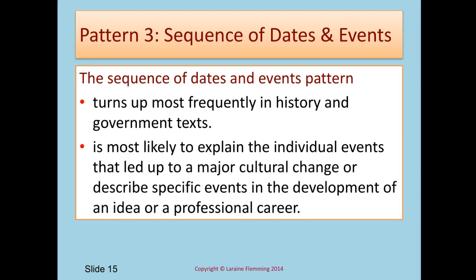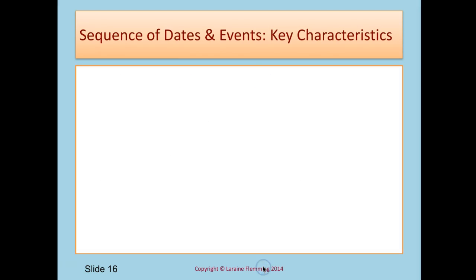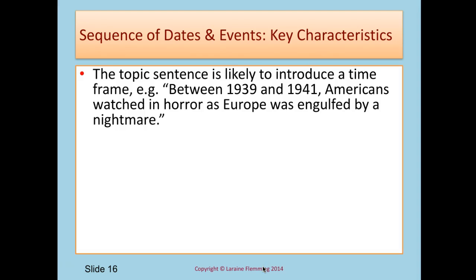And so the dates, just as in process, need to appear in the order that they occurred in order for the best comprehension to happen. The topic sentence is often going to introduce a time frame. So between the years 1939 and 1941, Americans watched in horror as Europe was engulfed by a nightmare. So we know that the events that we then learn about, the major details, are going to be occurrences within that time span.